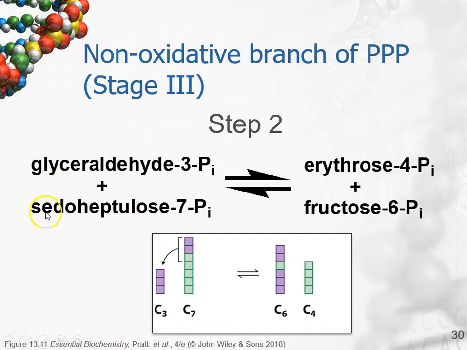So the products of that first step were glyceraldehyde 3-phosphate and sedoheptulose 7-phosphate. We will now carry out a reaction in which the ketose, which is the sedoheptulose 7-phosphate, is the donor, and the aldose, the glyceraldehyde 3-phosphate, is the acceptor. But this time we're going to transfer 3 carbons. So I'm going to transfer 3 carbons over here. Now this 3-carbon sugar becomes a 6-carbon sugar, and the 7-carbon sugar becomes a 4-carbon sugar.